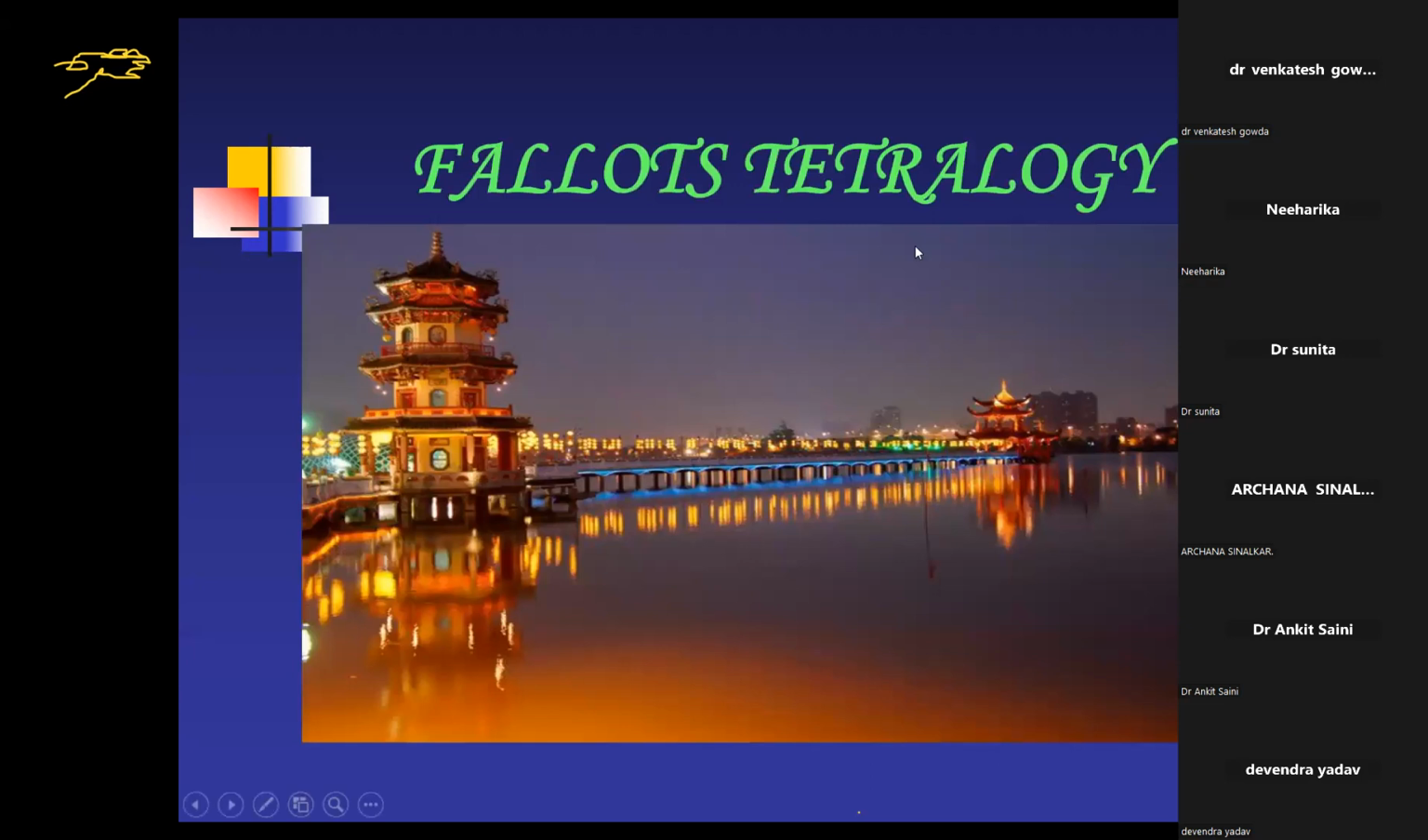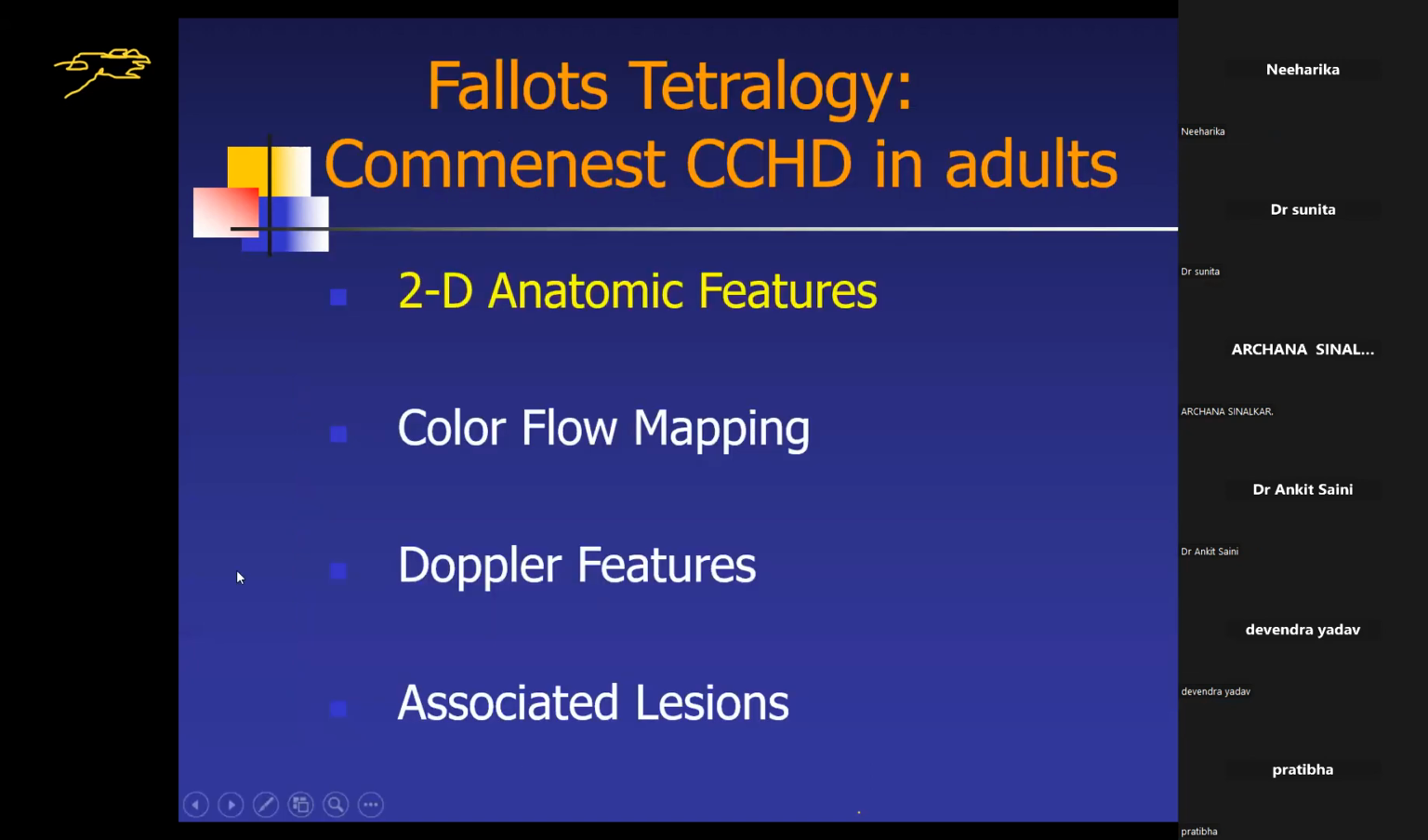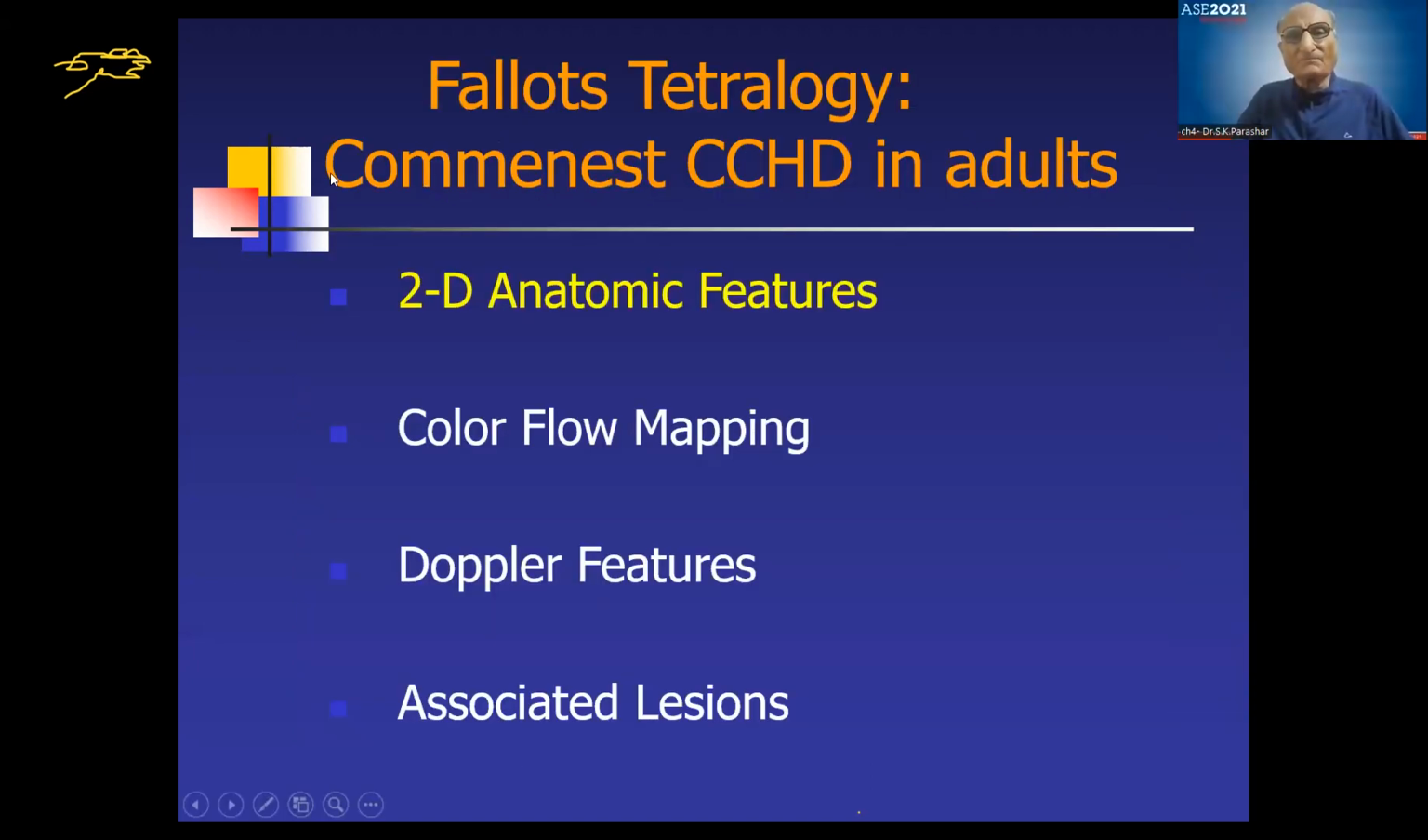So now we come to the most common one, that is Fallot's tetralogy. Now, as I said, you must know the anatomical features. It is the commonest cyanotic heart disease in adults. Now, as we have told you before, the sequence of any examination of the heart is 2D anatomy, color flow mapping, Doppler features, and then associated lesions. We have been telling you repeatedly: 2D echo, color flow, and Doppler.